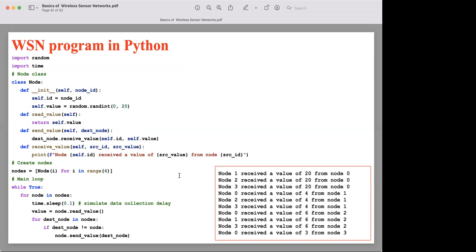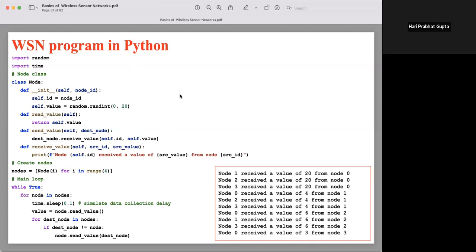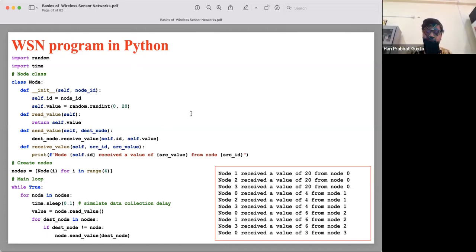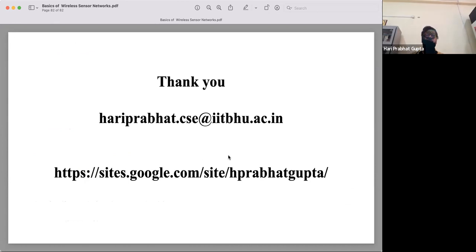This is a toy example of how we can create a node, how we can transmit and receive values in a wireless sensor network, and how we can write the program for this in Python. So this is all from my side. Thank you very much.